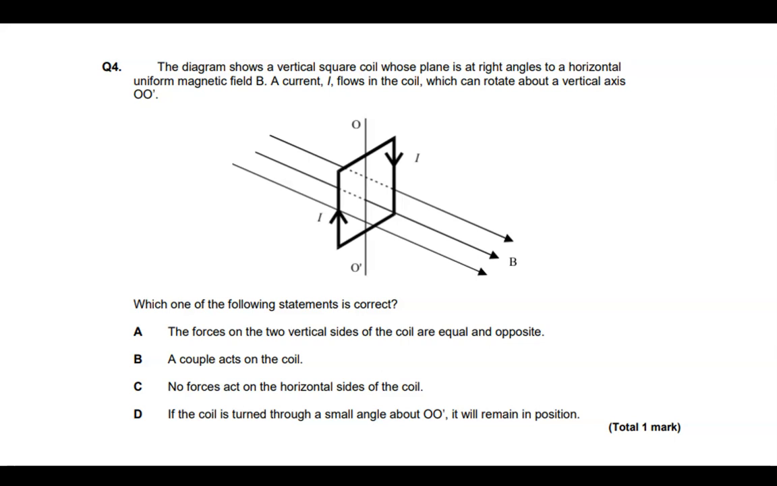A: the forces on the two vertical sides of the coil are equal and opposite. B: a couple acts on the coil. C: no forces act on the horizontal sides of the coil. D: if the coil is turned through a small angle about OO', it will remain in position.